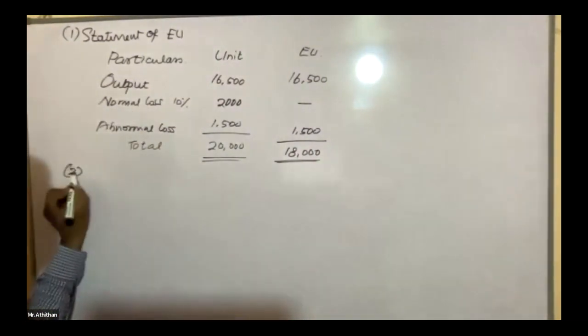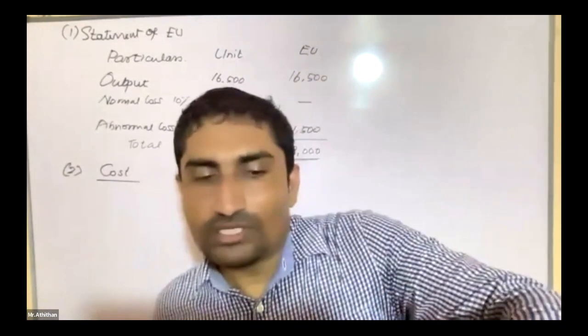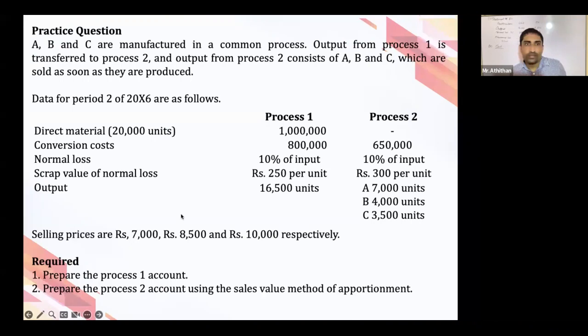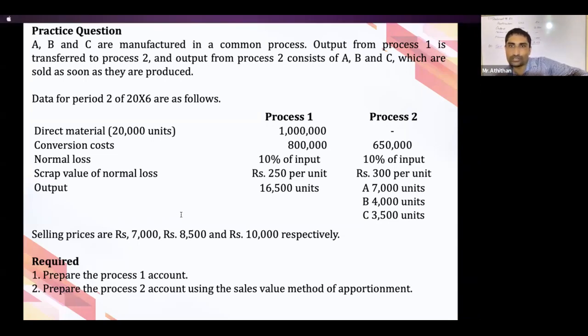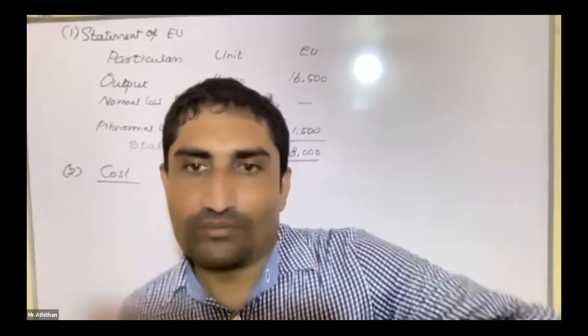Second, the cost calculation. Direct material 1 million, conversion cost 800,000. So these two are the cost. Also we have a scrap value of normal loss, 250 per unit. If there is scrap value, it reduces the cost, so we deduct it from the cost. After deducting, we get the cost to allocate.